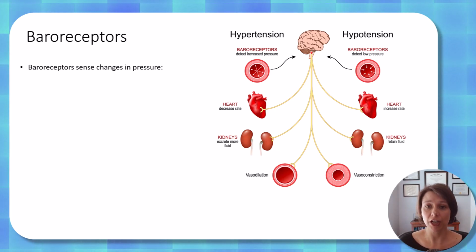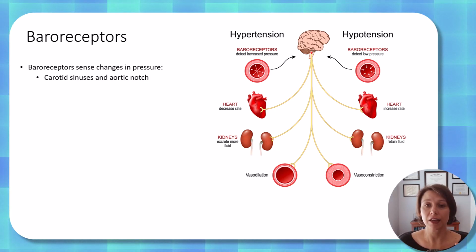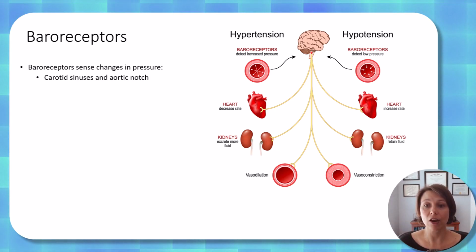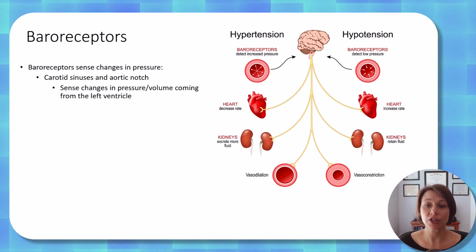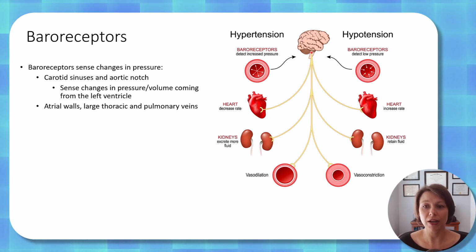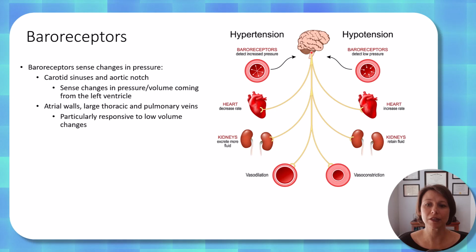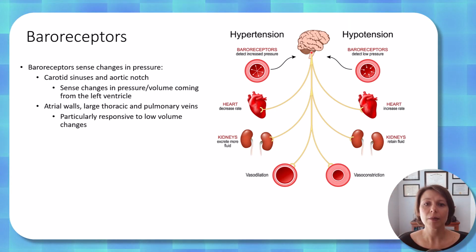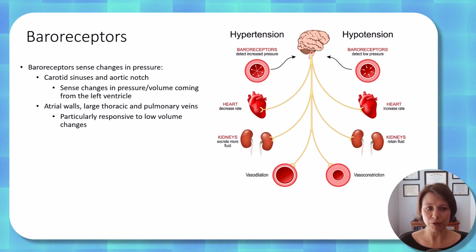Baroreceptors sense the change in pressure. They are located in the carotid sinuses and the aortic notch. These are going to sense the change in pressure and volume coming from the left ventricle. And then the arterial walls, the large thoracic and pulmonary veins, they also have baroreceptors, but they're particularly responsive to low volume changes. So let's look at how baroreceptors work.